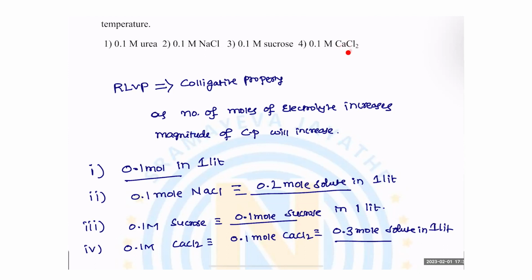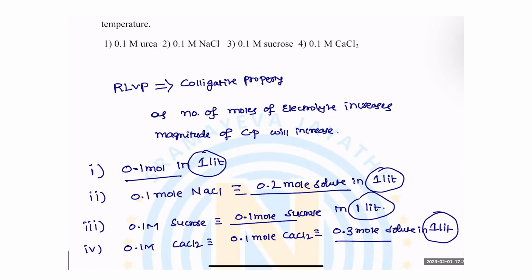Again, calcium chloride is an electrolyte. Totally, it can produce 3 ions, 1 calcium and 2 chlorines. So 0.1 m means 0.1 mole calcium chloride, which means 0.3 mole solute in 1 liter. And here you can see concentrations are the same, and you are comparing relative lowering of vapor pressure of 4 different 1 liter solutions. Since volume is the same, we can directly compare the number of moles of solute. Maximum number of moles of solute is present in the fourth option. So the answer is 0.1 m CaCl2.